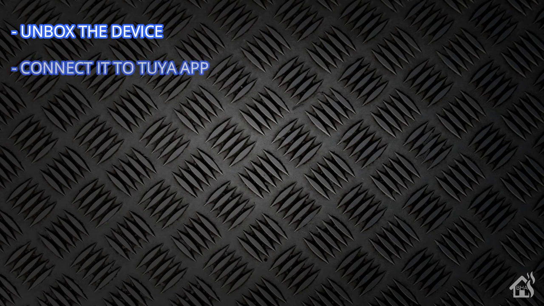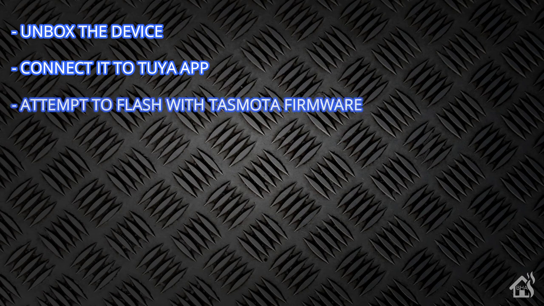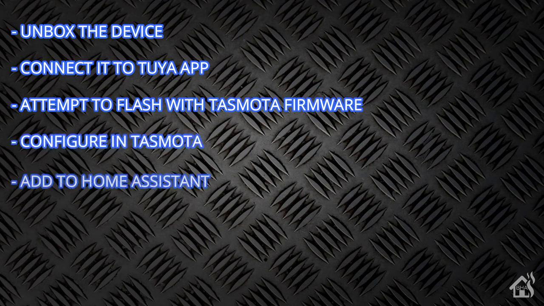Nonetheless, let's do a quick run-through of everything we covered in this video. So, of course, for starters, we unboxed the device. Once we did that, we went ahead and connected it to the Tuya app, just to show you how easy it was to do that, and how it functioned pretty easily with that Tuya Life app. Once that was done, we attempted to flash it with Tasmota firmware. Once it was flashed, we configured it in Tasmota. After that, we added it into Home Assistant, and lastly, I showed you what that looked like in action. That's the end of the video, guys.